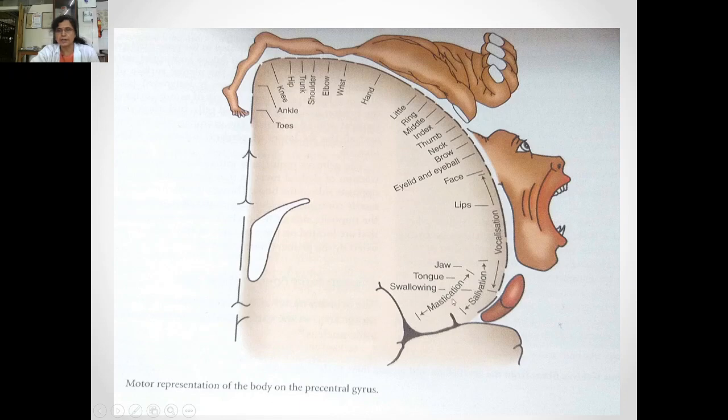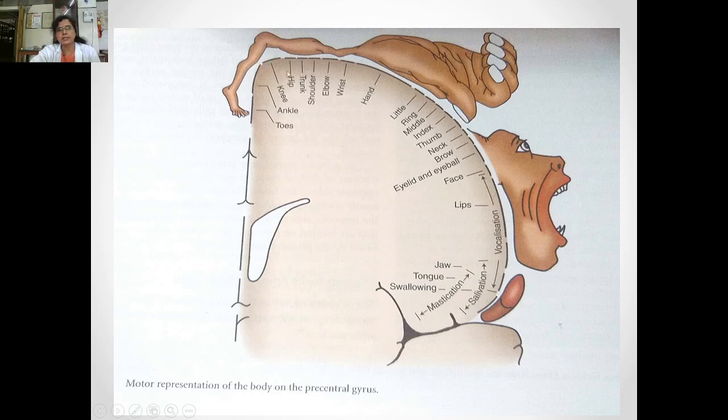In its lower part, that is the swallowing function, that is the muscles of mastication and pharynx, they are present in its lower part. Then muscles of tongue, jaw, then muscles of the larynx, then muscles of face, then fingers of hand, then wrist, elbow, shoulder, trunk, hip and thighs.